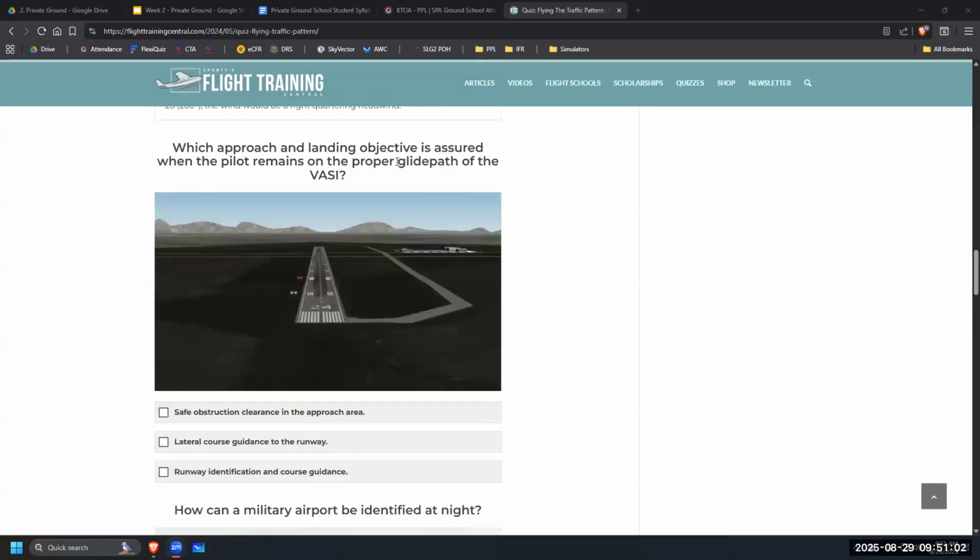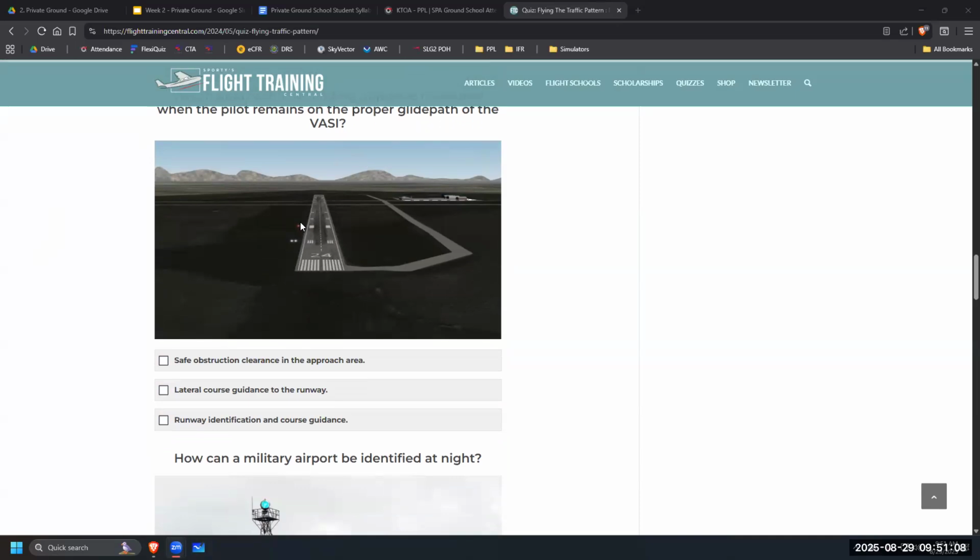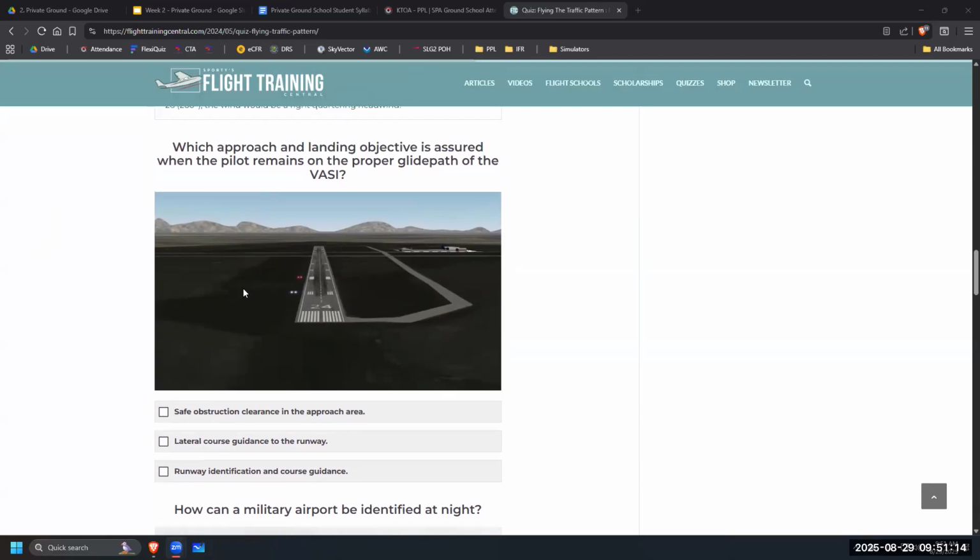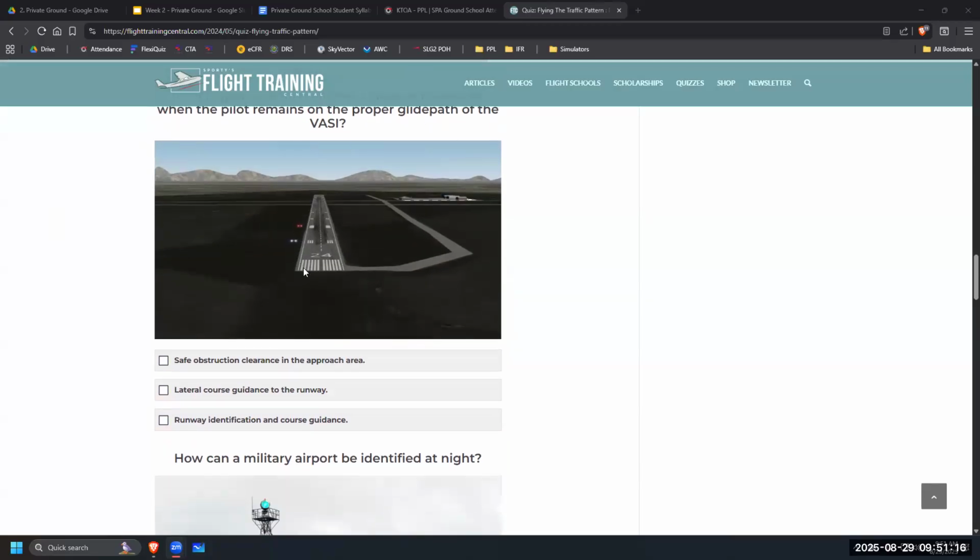Next, which approach and landing objective is assured when the pilot remains on the proper glide path of the VASIs? The VASIs are these two lights on top of each other to the left of the runway, right? So what is guaranteed when you stay on glide path, when you stay on the red over white? Safe obstruction clearance in the approach area, lateral course guidance to the runway, runway identification, and course guidance.